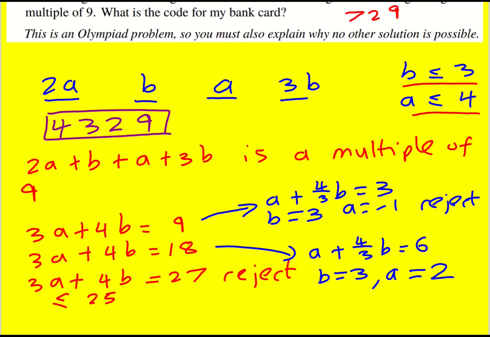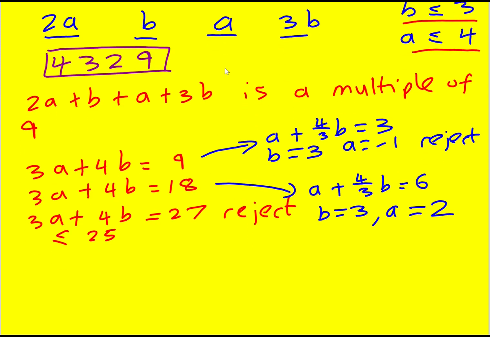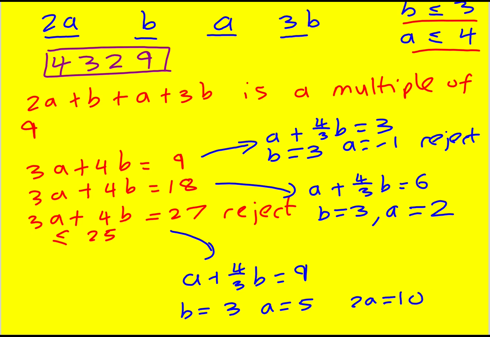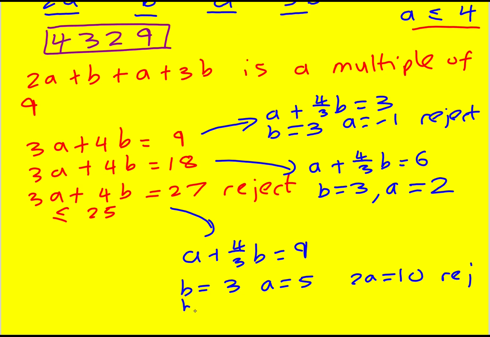Let me just say, if you didn't reject that other one straight away, then we could do the same thing. A plus 4 over 3 B equals 9. We could again go with B equals 3, and then A would equal 5. But then 2A would equal 10, and that's not a single digit, so we would reject it. Or we could go with B equals 6, and A equals then 1. But then 3B would equal 18, and we reject that one.